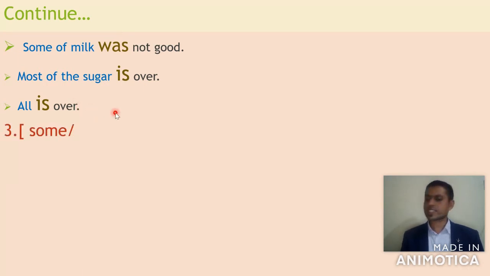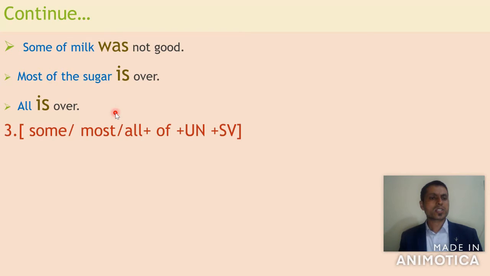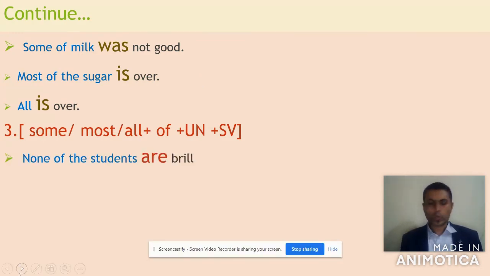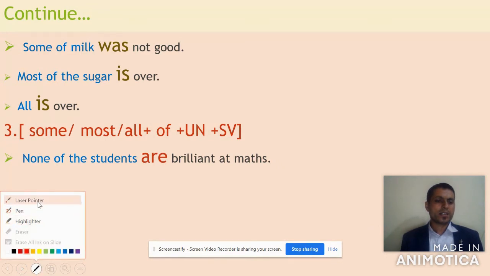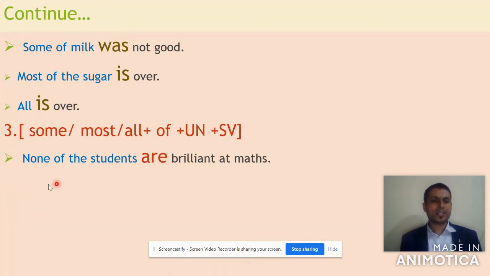So let's have a look at this structure and note it down as well. Some, most, all, plus of, plus uncountable noun, agrees with what? Singular verb, right? All are singular verbs. My dear student, please, you have to note down this structure with example sentences. Now let's have a look at another group of examples. Well, my dear student, now look at here. None of the students are brilliant at maths, right?